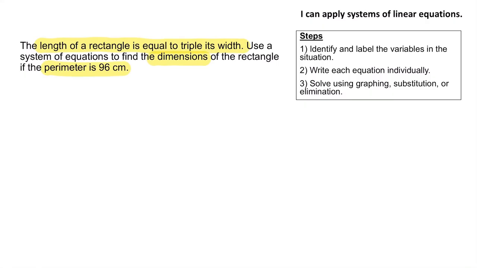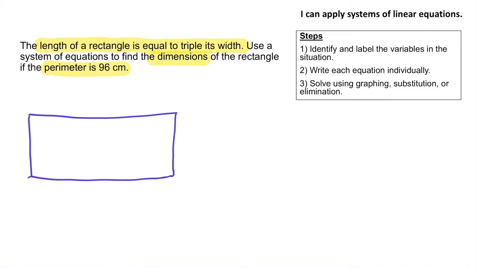On these kinds of problems with geometry, I like to draw out a sketch. So I'm going to sketch a rectangle just so it gives me an idea. When we're talking about a rectangle, we know that this is the length and this is the width. It tells me that the length equals triple its width. So I'm going to define my variables. L is the length and W is the width. I write my L in cursive like that so that you can tell the difference between that and the number 1.